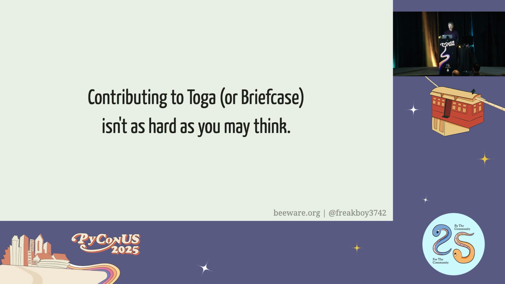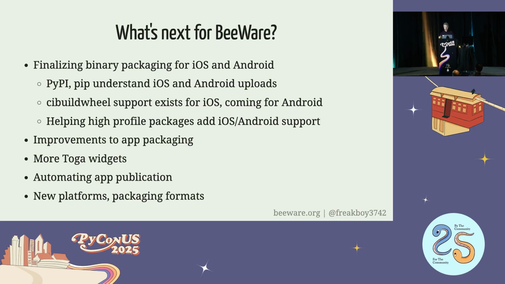And lastly, all this means that contributing to Toga, or Briefcase for that matter, isn't as hard as you might think it is. You do need to get comfortable with reading API documentation and code samples in a different language, but Java and Objective-C documentation isn't that hard to read, and you're really just looking for the nouns, the method names, so you can use those method names from Python. It is a learnable skill and doesn't require that much effort to learn.